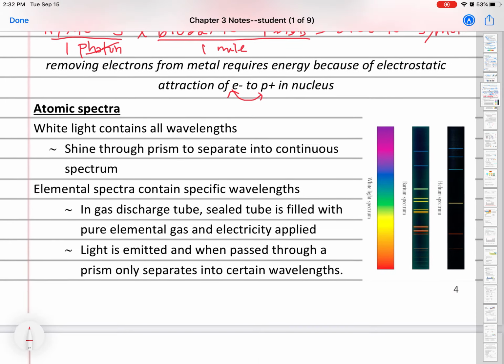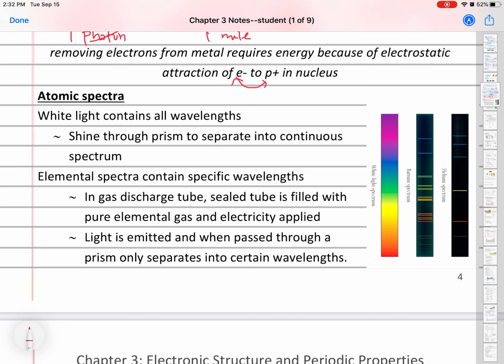Alrighty, so that's the photoelectric effect and how Einstein explained that phenomenon by saying light is not just a wave, it's also a particle. And we call that particle with a discrete amount of energy a photon.